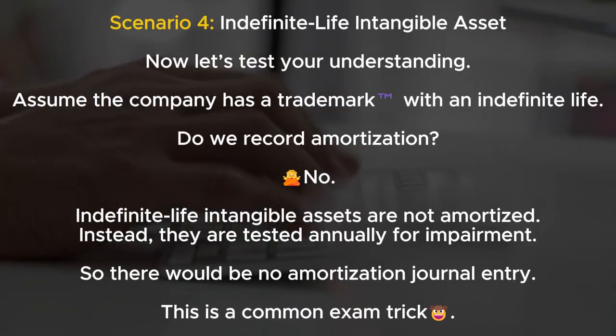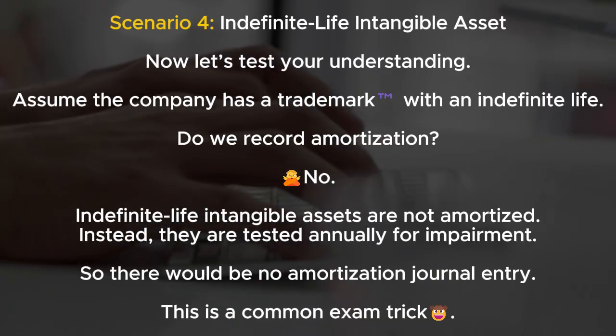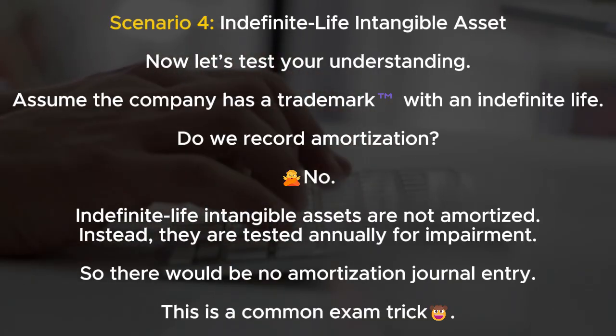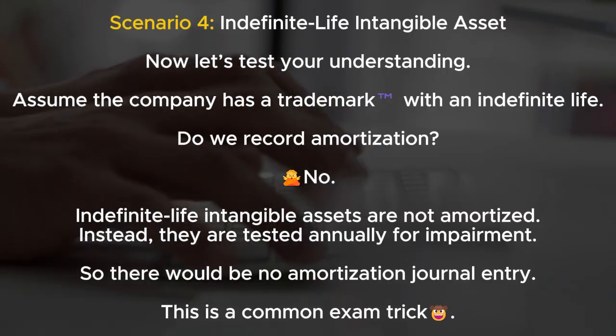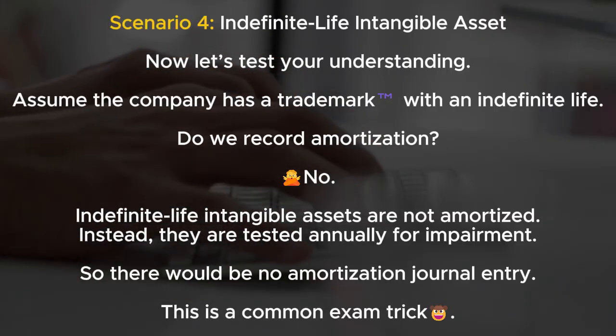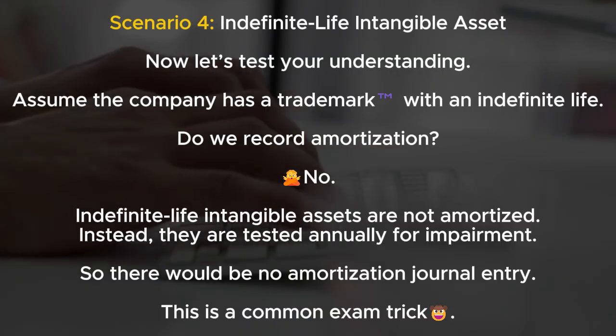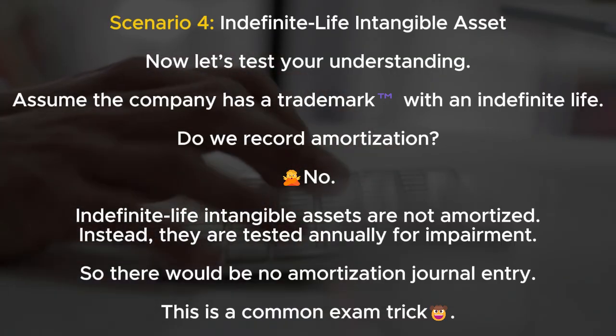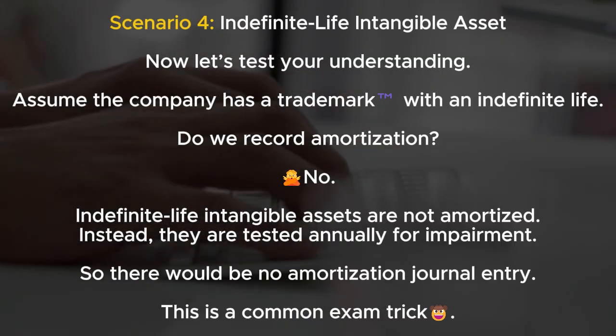Scenario 4. Indefinite life intangible asset. Now let's test your understanding. Assume the company has a trademark with an indefinite life. Do we record amortization? No. Indefinite life intangible assets are not amortized. Instead, they are tested annually for impairment. So there would be no amortization journal entry. This is a common exam trick.